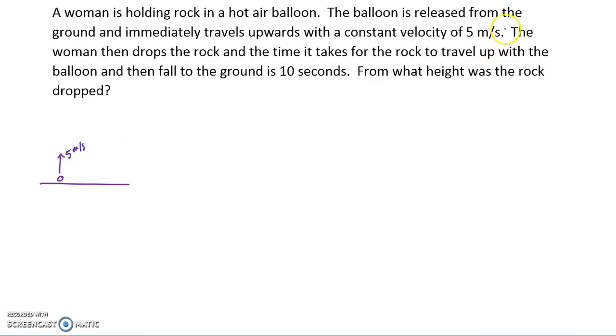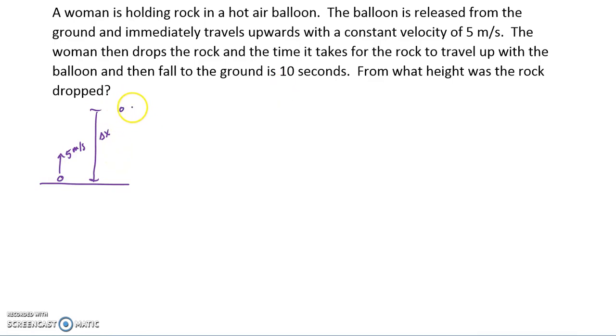Probably important. The woman then drops the rock. Why? I have no idea, but she did it. And the time it takes for the rock to travel up with the balloon and then fall back to the ground is 10 seconds. So she's going to drop it from some random height here. Apparently, she didn't like the rock. And then the rock is going to begin to fall. And the time it takes to go up and then come back down is 10 seconds.